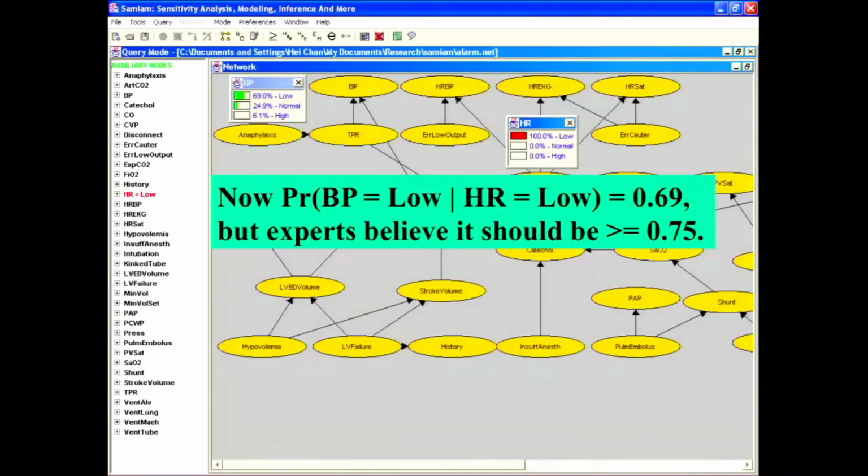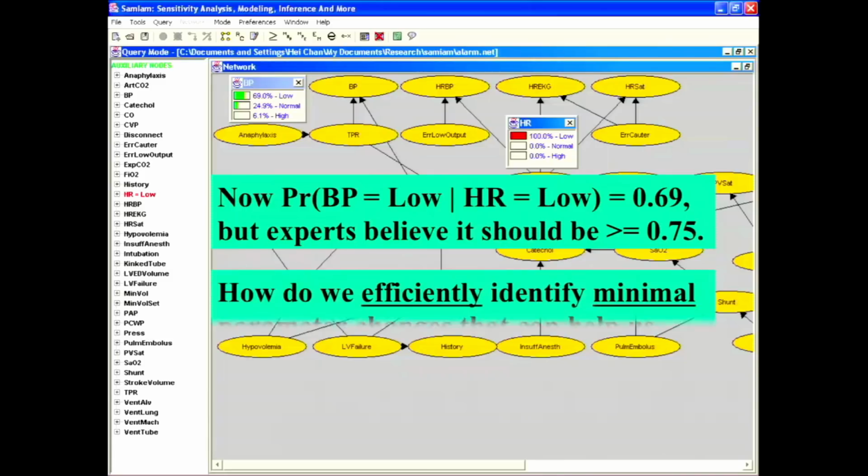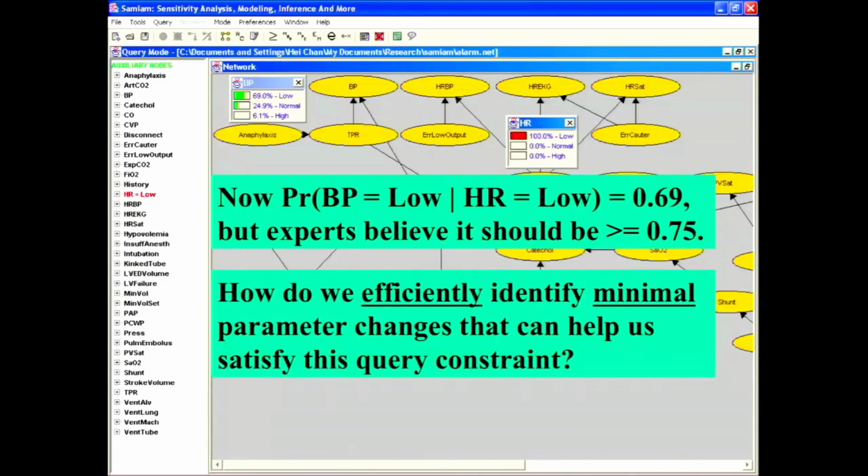And then in that case, you say, well, how do I do that? What aspect of the model should I change so that the probability ends up being greater than 75%? And we're assuming here we're only changing parameters. So again, the question, how do we efficiently identify minimal parameter changes that can help us satisfy this query constraint? And we're going to see other constraints. You've seen this particular style of queries before and you played with it. Again, you'll find that this will have a very nice and elegant solution.